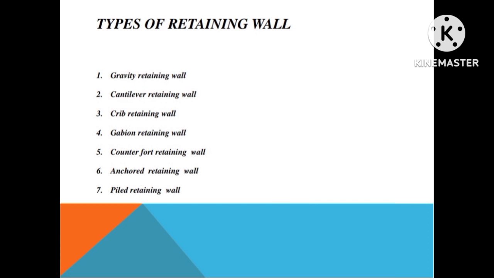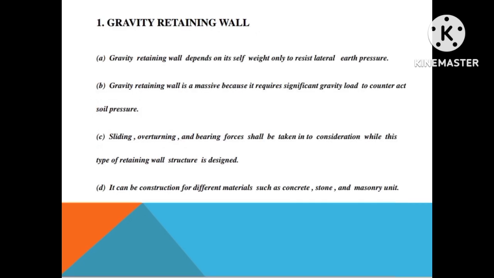These are constructed for different purposes. First one, gravity retaining wall. A gravity retaining wall depends on its self-weight only to resist lateral earth pressure. A gravity retaining wall is massive because it requires significant gravity load to counter the active soil pressure. Sliding, overturning, and bearing forces shall be taken into consideration while this type of retaining wall structure is designed.